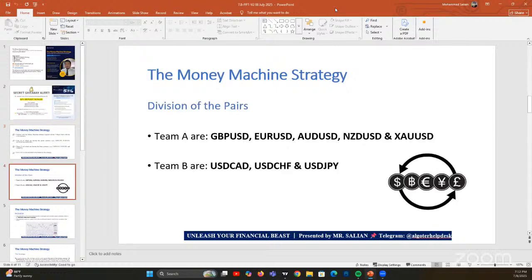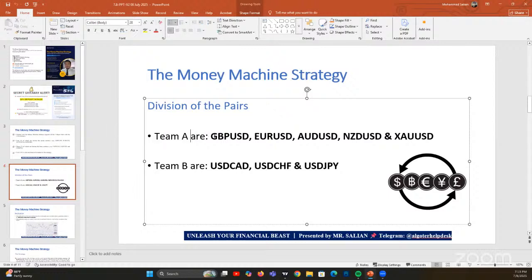Okay, the money machine strategy. You should divide these pairs in your mind, in your cheat code. All right, so we will call team A these currency pairs: GBP USD, Euro USD, AUD USD, NZD USD, and gold. Gold goes with this team. Okay, we call it team A.